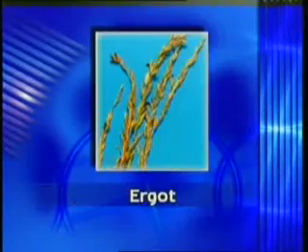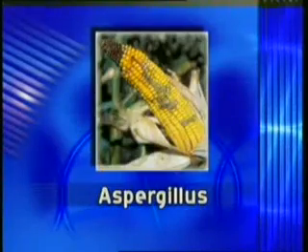Aspergillus and ergot are examples of fungi which attack crops and produce toxins. Aspergillus attacks cereals, oilseeds like groundnuts, spices, and milk. Now, the fungus produces the highly toxic aflatoxins. These toxins are carcinogenic, mutagenic and immunosuppressive.